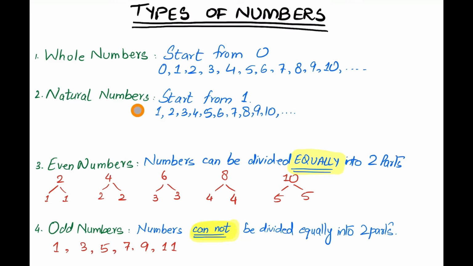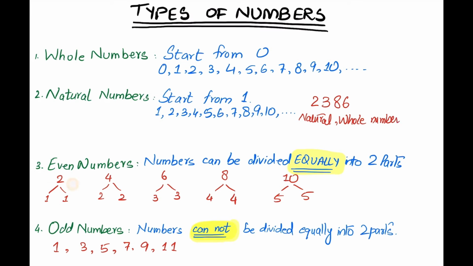Let's consider an example. That is 2386. This number is 2386. Now this number is a natural number as well as a whole number.